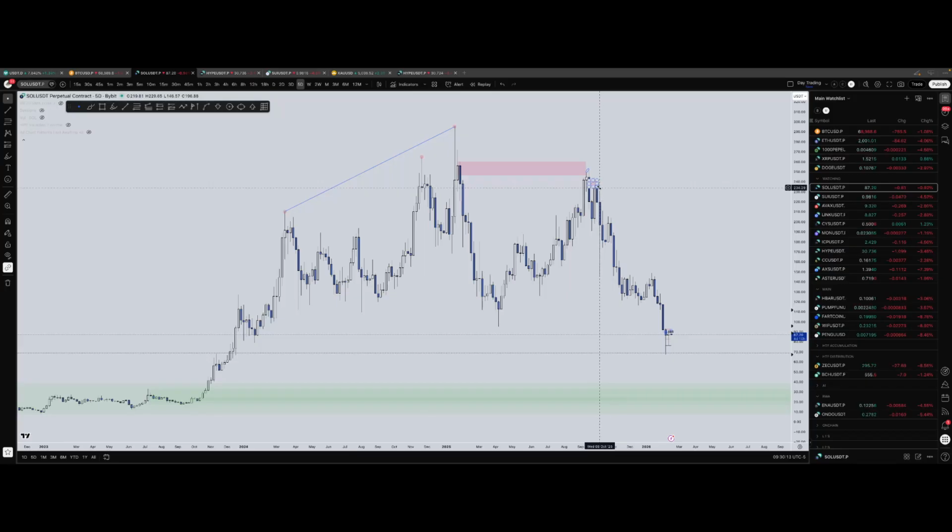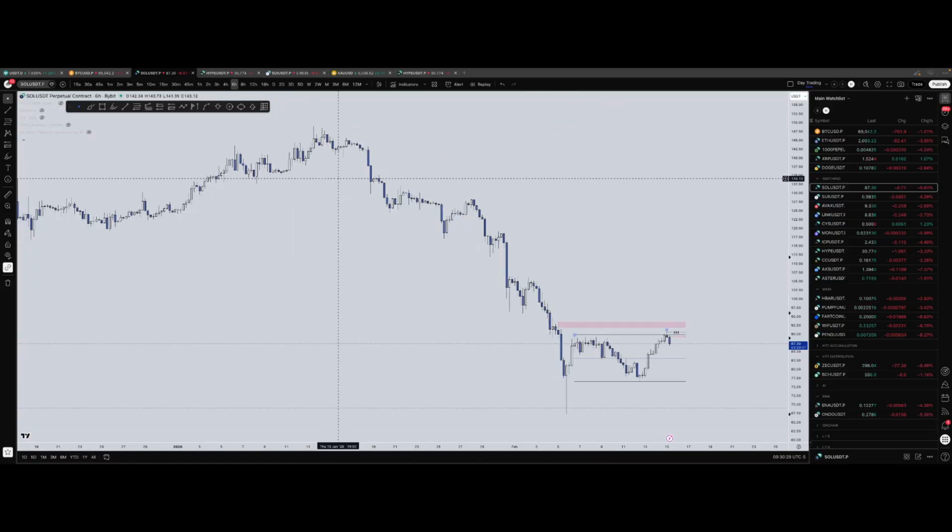So the Solana chart has been extremely bearish for over a year. It's not a chart that is favorable for long right now. It's been a very bearish chart. So therefore, we have expected this rotation down. Now we have accomplished that rotation down.